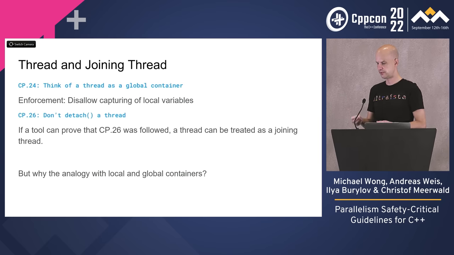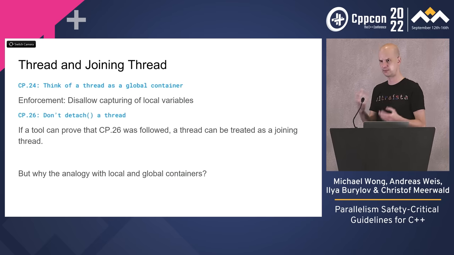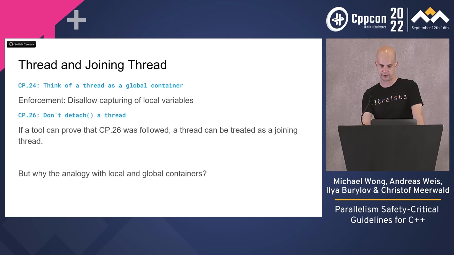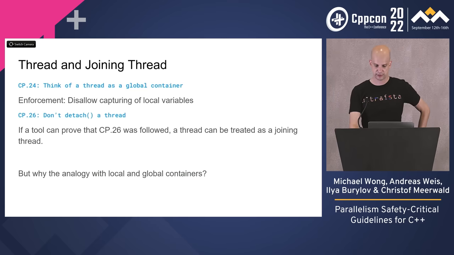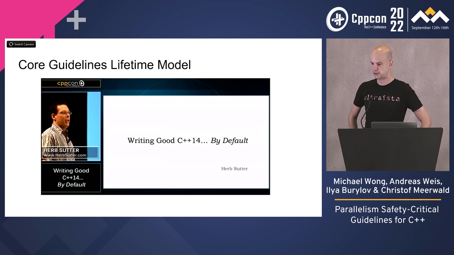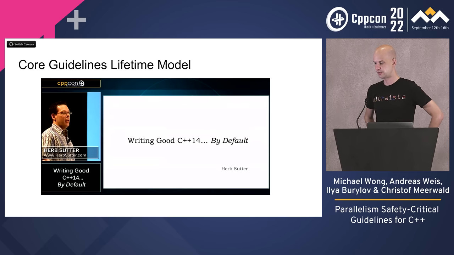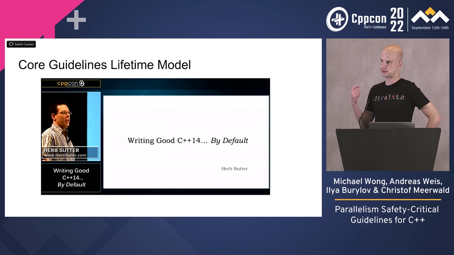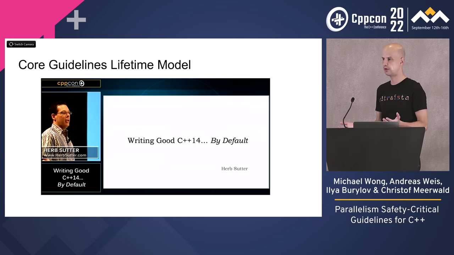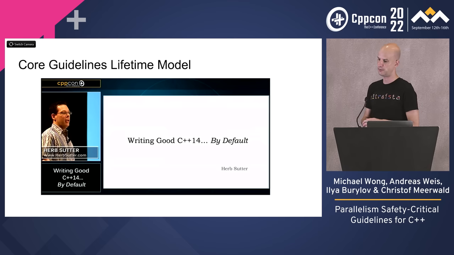So you might still be a bit puzzled why they express it in this way, with the analogy to containers, right? That doesn't seem very obvious when talking about threads. And the reason for that is that these rules don't exist in a vacuum. The core guidelines is a pretty big document. And one of the main features of the core guidelines, if you go back to the CppCon keynote in 2015, there were two keynotes, one by Bjarne writing good C++, and then this one by Herb writing good C++14 by default. They introduced this idea of a lifetime profile, which is a set of rules that are locally checkable that allow you to give a formal argument why your program does not have lifetime violations or does not have memory leaks, for example.